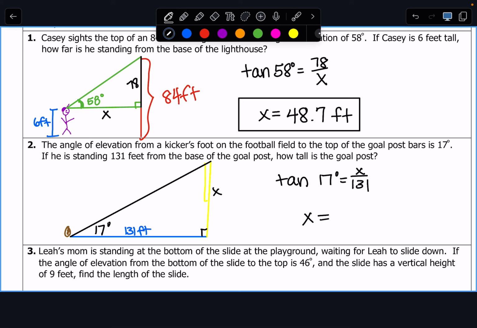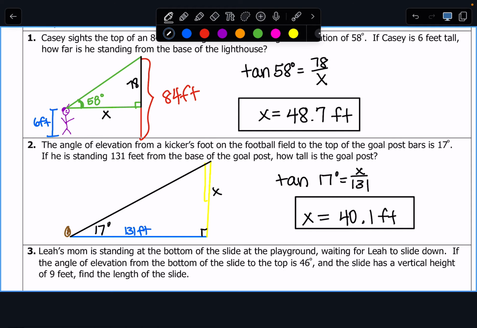Evie, when we put 131 times the tangent of 17, what's our answer? 40 feet, like nothing after it? Yeah, it's 40.0 something. Okay, you guys, I am really annoyed right now. 40.05. Okay, so we're going to call it 40.1 feet.